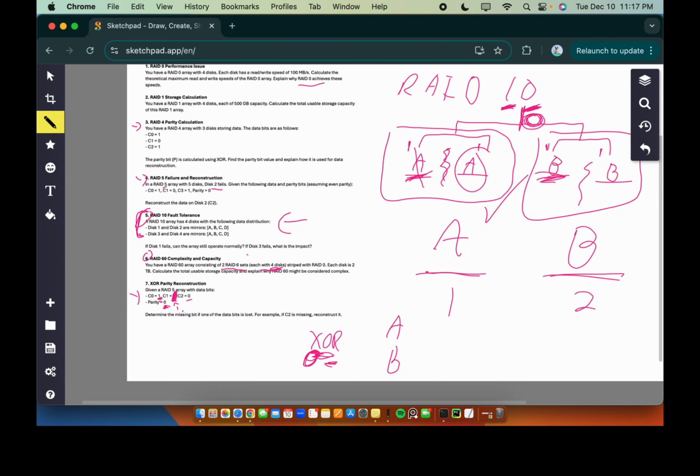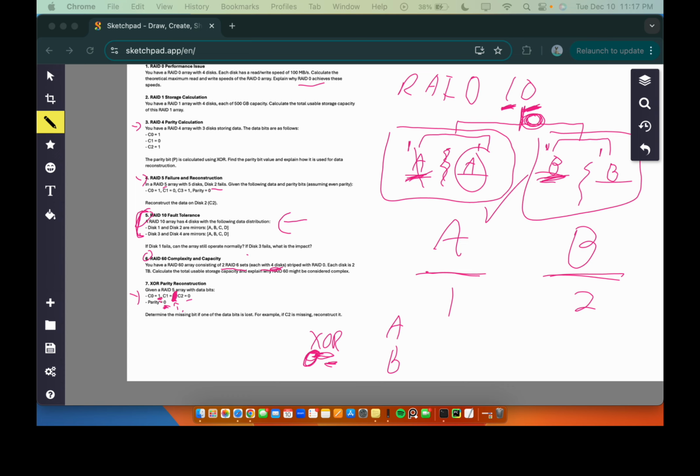That's a good question. As far as I know, in the answer key... Which problem set was this again? Oh, there you go. It says the array can still operate normally because disk 2 has an identical mirror of disk 1's data, and if disk 3 fails, the array can still operate normally as disk 4 has an identical mirror of disk 3's data. Oh, okay. So basically, it treated it separately then.